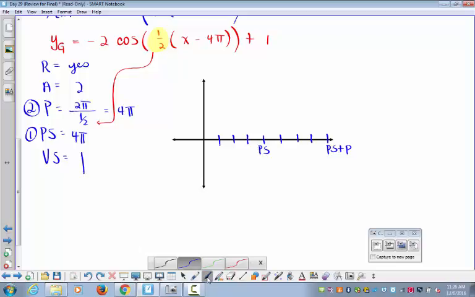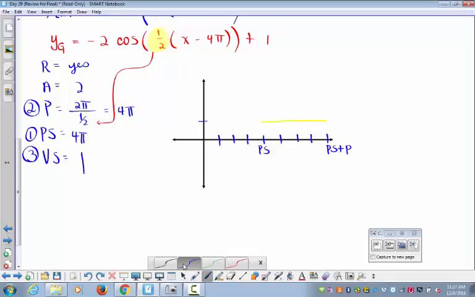And then we go to the vertical shift. That tells us it's going up 1 unit, and so I call this the center line of the graph. So the center line, we're going to go up 1 unit, and that will be our center line right there. Up 1 unit. Center line of the graph.